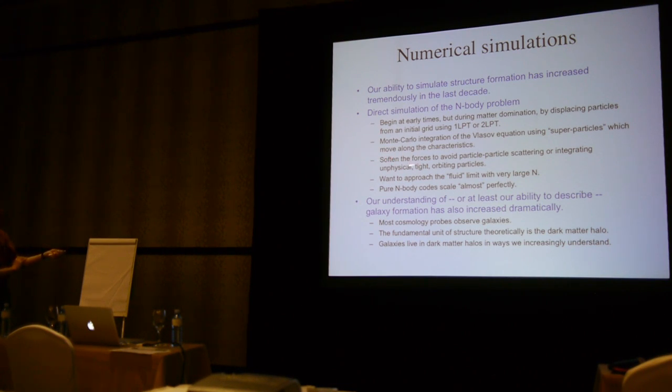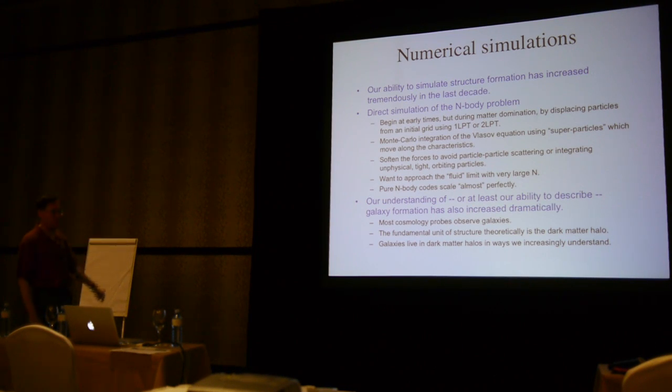Typically, numerically, we have to soften these forces on small scales to avoid particle-particle scattering or integrating unphysically tight orbits, right? So I have these superparticles, they have no actual physical significance. They're Monte Carlo tracers of my phase space distribution. I certainly don't want them orbiting each other, right? This is a planetary dynamics problem we're trying to solve here. So what I really want to do is approach kind of a fluid limit as I go to very large n, and as with any Monte Carlo problem, as n gets larger and larger, my approximation to what I'm trying to do will be better and better.